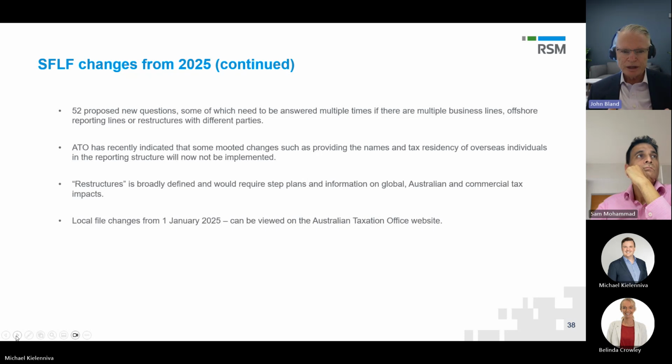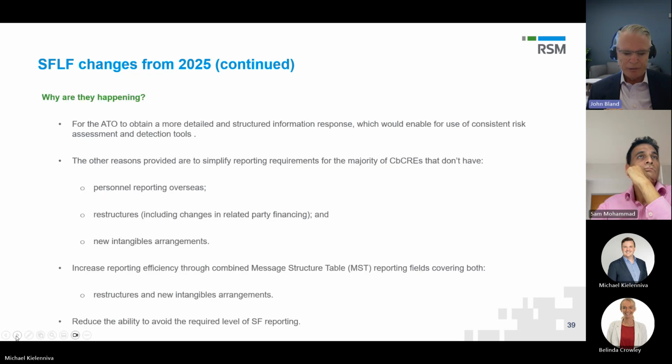So one of the changes that we are seeing is that we have to provide details of each business line rather than just the overall business. And if you have different business lines, there'll be a set of questions for each business line. So just be careful that that is going to be a change. If you don't have some of these things going on, people reporting overseas or restructures or any new intangibles arrangements, it will probably be less burdensome than the current format.